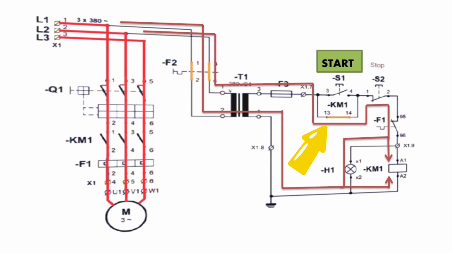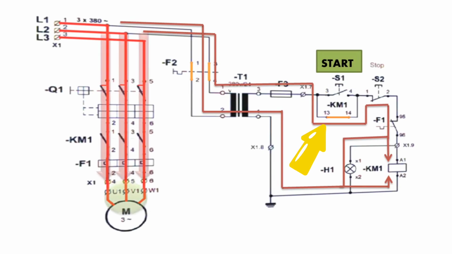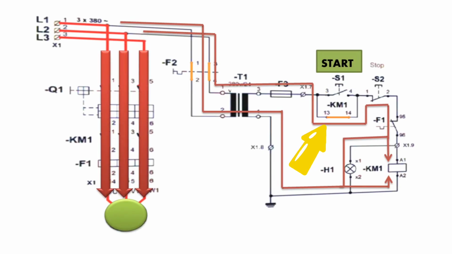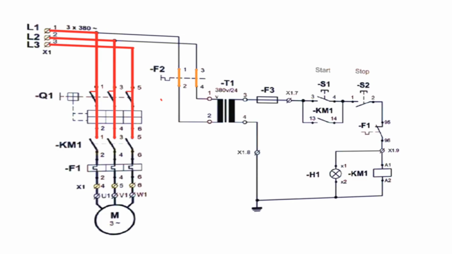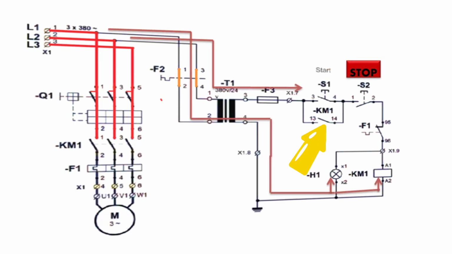Now the circuit path is the same. The only difference is that the start push button S1 is now open and KM1 13-14 is closed. The motor will start running. Now to stop the motor, you will have to press the stop push button. The contactor coil KM1 will be de-energized, the KM1 13-14 contact will be open, and the S2 push button, which is closed, will become open. Thus the motor will not get current and it will be switched off.